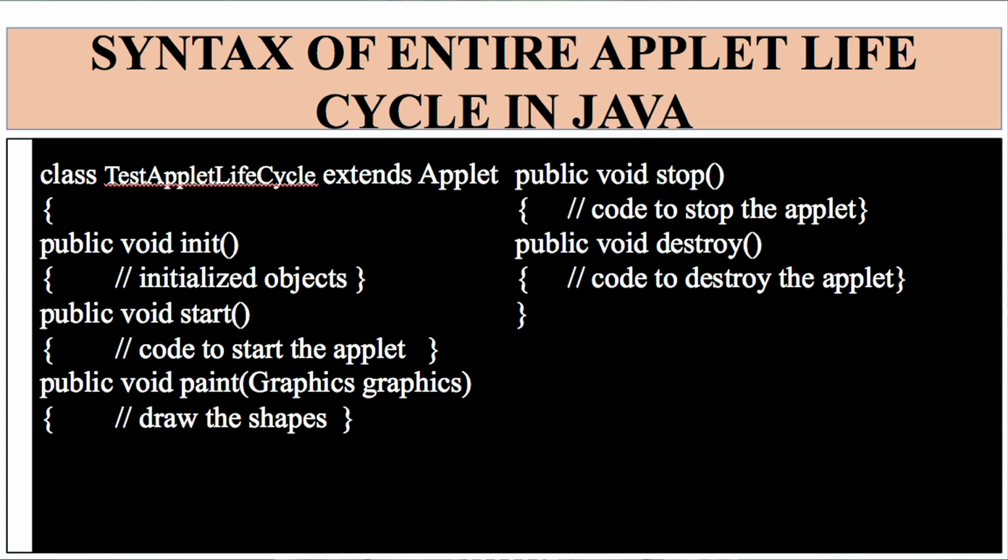Third is public void paint, and here Graphics g, where Graphics is the class and g is the object. Draw the shape, we can draw any type of shape inside this paint method. Then the stop method, public void stop, code to stop the applet, and public void destroy, code to destroy the applet. So these are the syntax of this applet program, this applet life cycle.